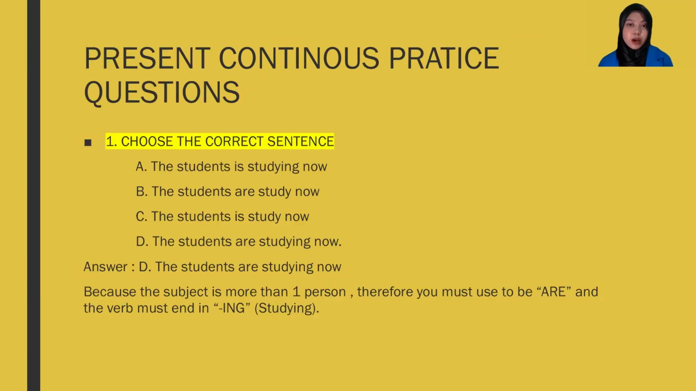Next, present continuous practice questions. Number one, choose the correct sentence. A. The student is studying now. B. The students are studying now. C. The student is studying now. D. The students are studying now. The answer is D. The students are studying now. Because the subject is more than one person, therefore you must use to be are and the verb must be verb-ing, studying.